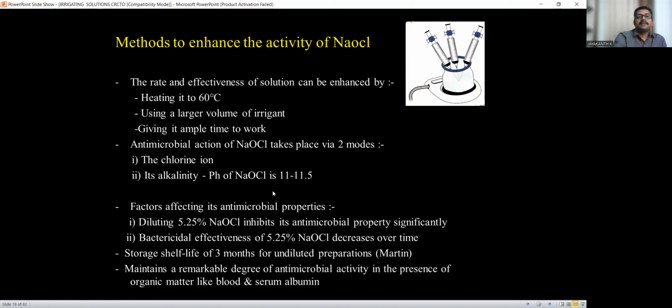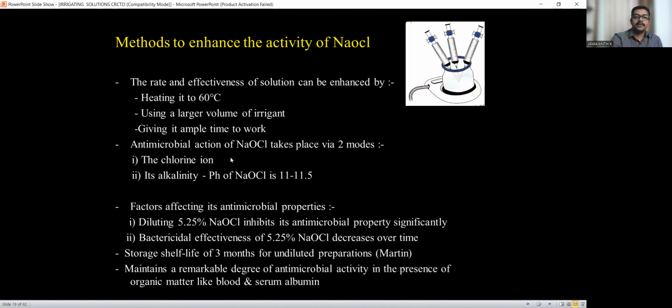Now, let us see what are the methods to enhance the activity of sodium hypochlorite. There are certain methods to increase its efficacy. The rate and effectiveness of the solution can be enhanced by heating the solution to 60 degrees centigrade, then using a larger volume of reagent. That's a very important point. The volume of irrigant is very important, giving it ample time to work.